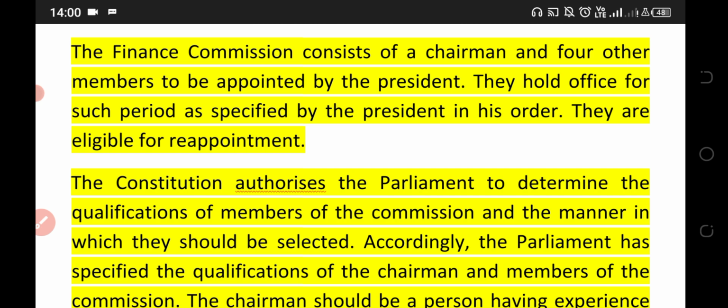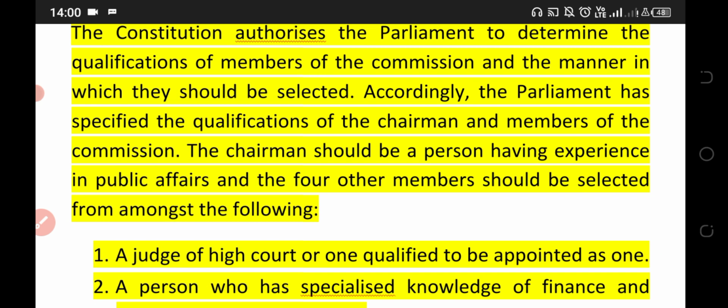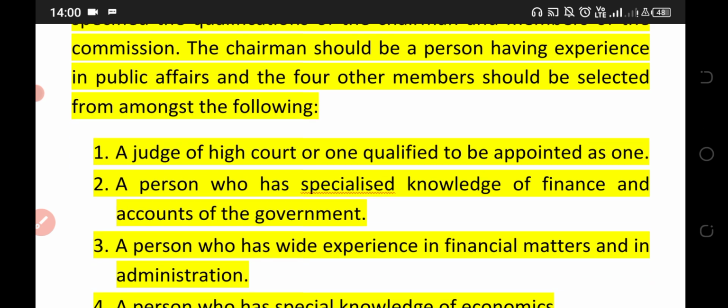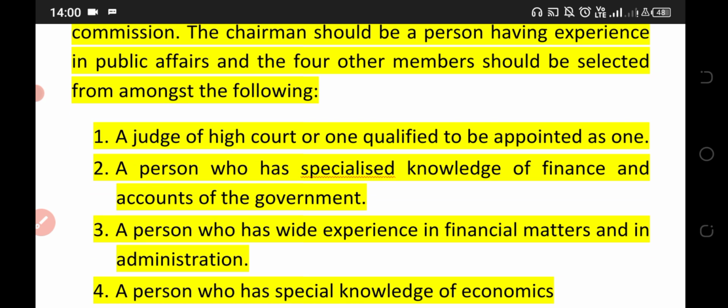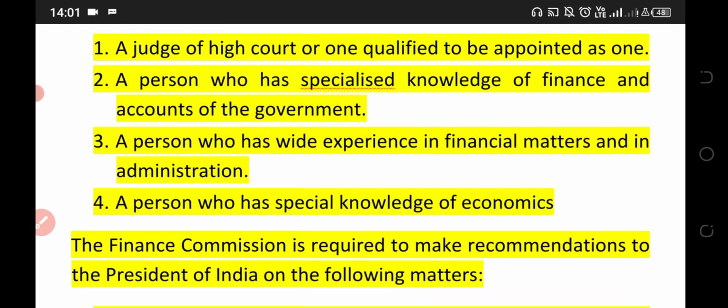The Constitution authorizes the Parliament to determine the qualification of the members of the Commission and the manner in which they should be selected. Accordingly, the Parliament has specified the qualifications of the chairman and the members of the Commission. The chairman should be a person having experience in public affairs, and the other four members should be selected from among the following: a judge of the High Court or one qualified to be appointed as one, a person who has specialized knowledge of finance or accounts of the government, a person who has wide experience in financial matters and in administration, and a person who has special knowledge of economics.